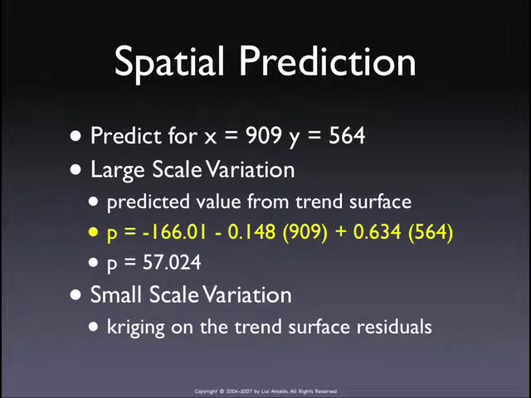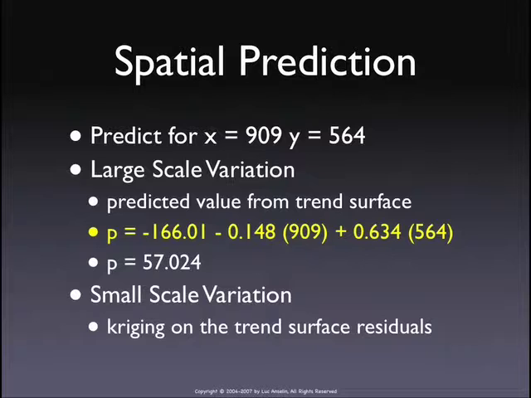So we want to predict the price for a house that is at x 909 and y 564. And unlike realistic examples, that's all we need to know about that house. Where is it? We'll give it a price. We'll get the price from the trend surface. And then we plug x in here, and we plug y in there, and we compute this. This gives us 57.024 as the predicted value, as the unbiased predicted value.